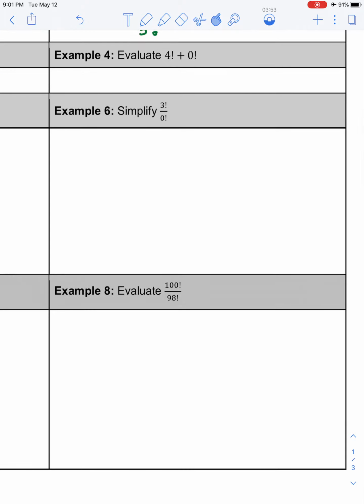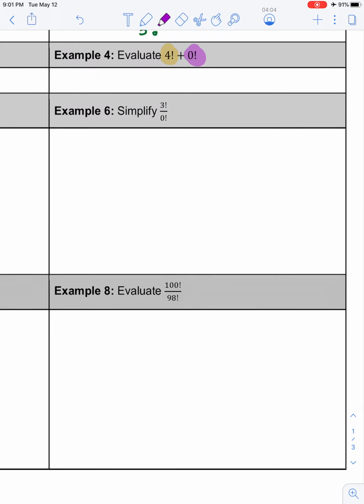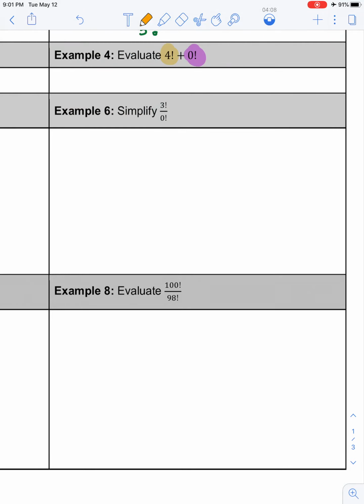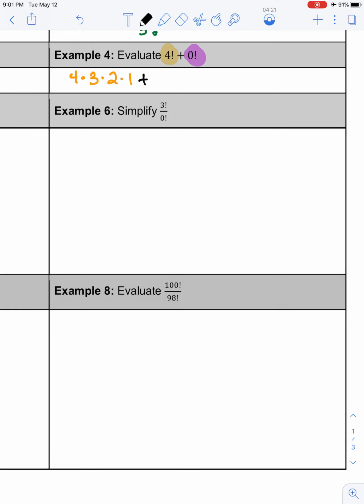Example 4 has a couple things going on. Notice we have first 4 factorial, so we should probably figure out what 4 factorial is. And then we also have 0 factorial, and we'll talk about that in a second. 4 factorial we saw from above is 24, but it's worth reminding ourselves that that is the product of 4 times 3 times 2 times 1, and then we're going to add to that 0 factorial.